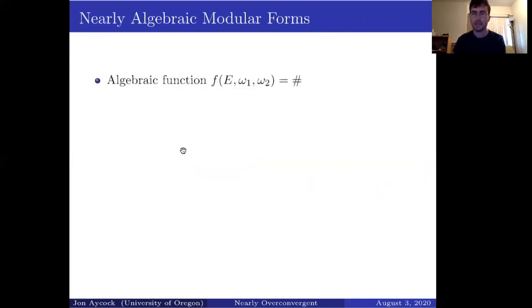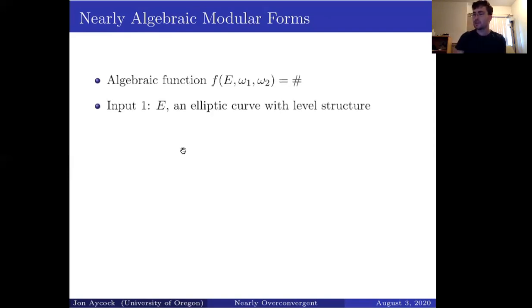So what we're going to do is we're going to kind of switch gears. We talked about nearly overconvergent, we talked about overconvergent modular forms, algebraic modular forms, and then overconvergent modular forms. Now we're going to talk about nearly algebraic modular forms, and then nearly overconvergent modular forms. And we're going to start with these nearly algebraic modular forms. So it's going to be an algebraic function, f of E, omega 1, omega 2, equals some number. And again, this is just like Katz modular forms, except you kind of added an extra little bit of data.